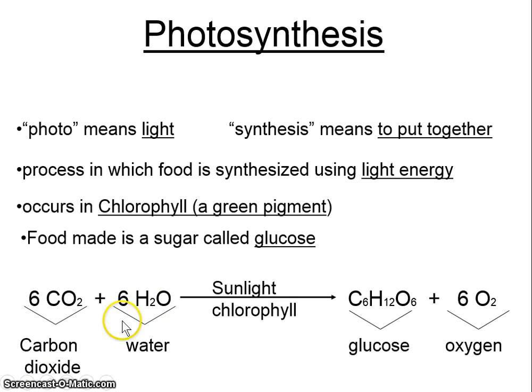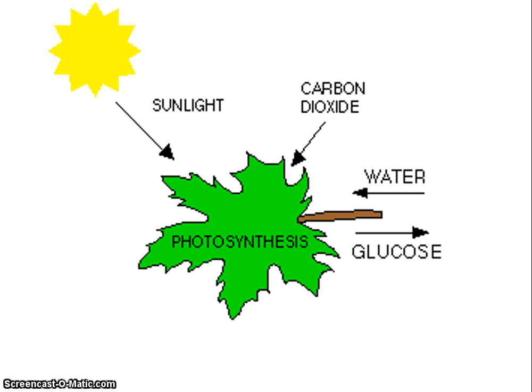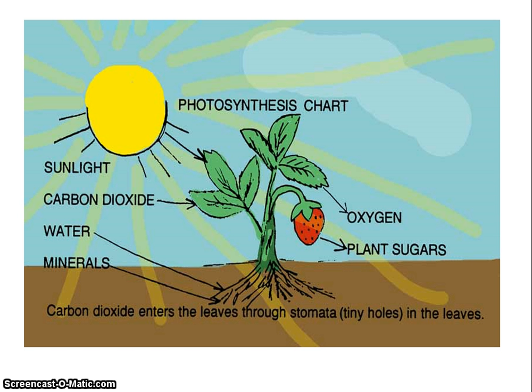Okay, so the chemical formula for that is you take carbon dioxide, okay, and water, and they interact with sunlight within the chlorophyll to produce glucose and oxygen. Okay, so carbon dioxide and water go in, glucose and oxygen come out. And as we've talked about before, the carbon dioxide enters the leaves through the stomata.